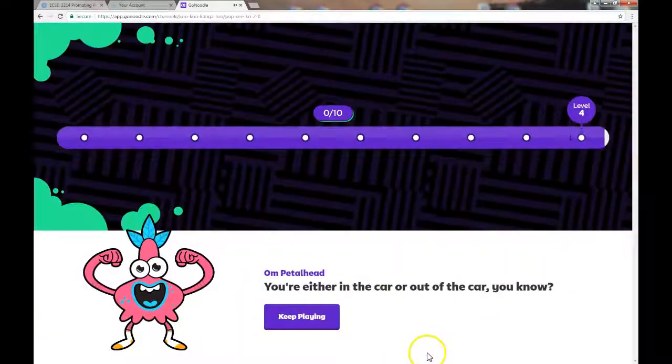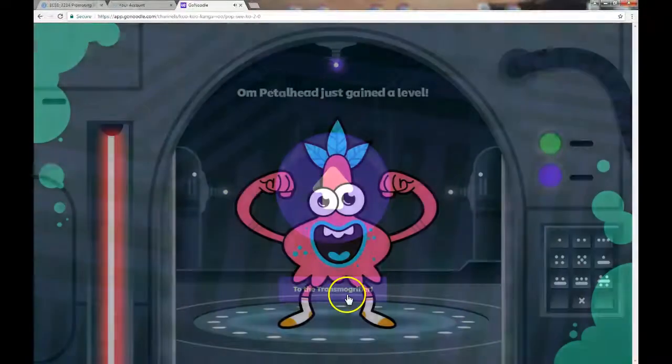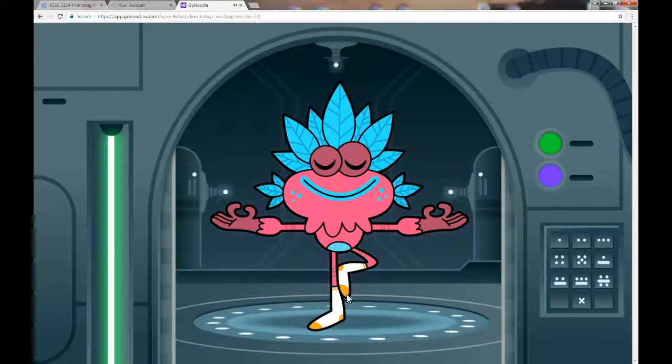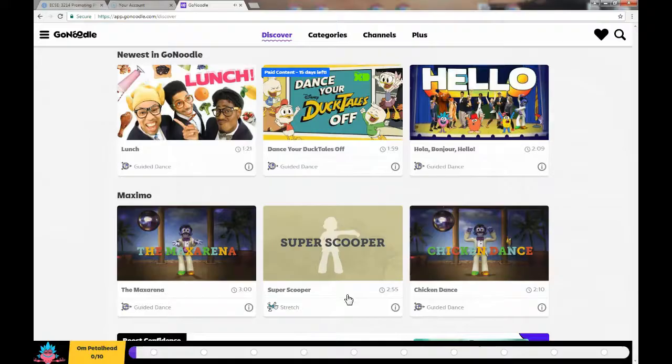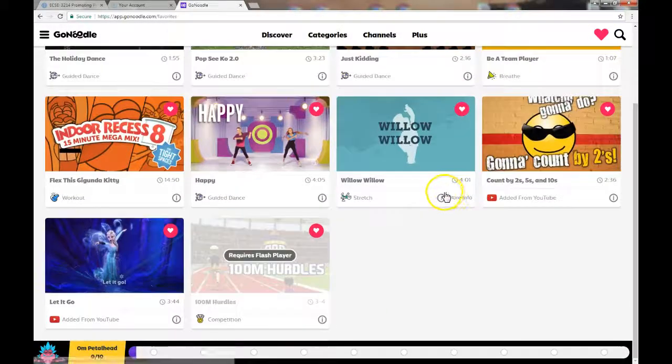So let's see what happens to Pedal Head here. Do the transformer. So there we go. So our monster has transformed. Anyway, there are lots of others, and I have a few other favorites I'm not going to show you, but it all depends on what you're looking for.